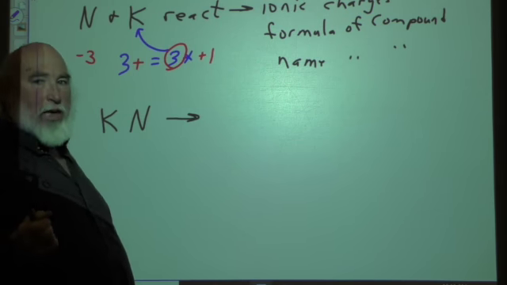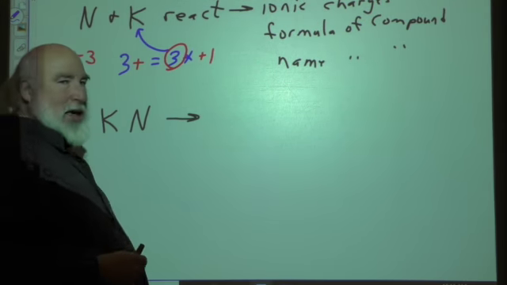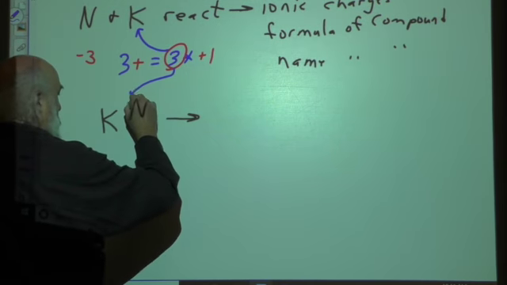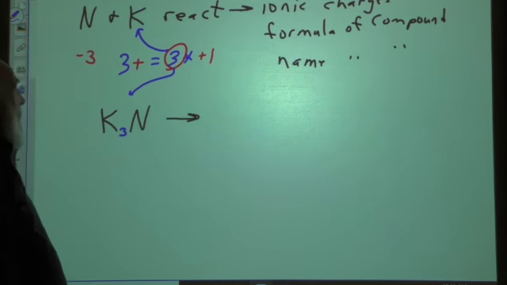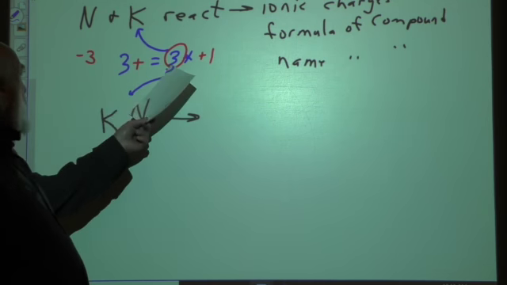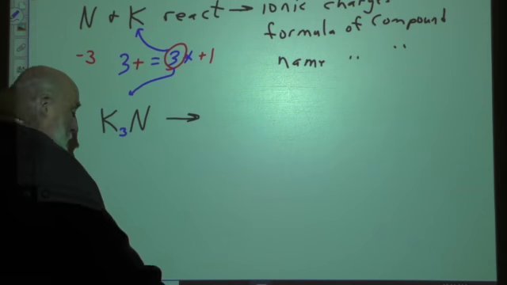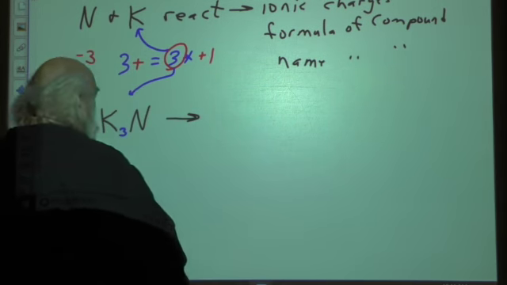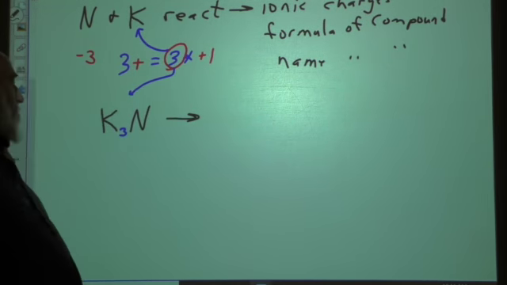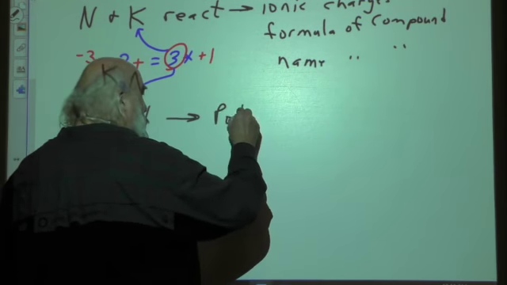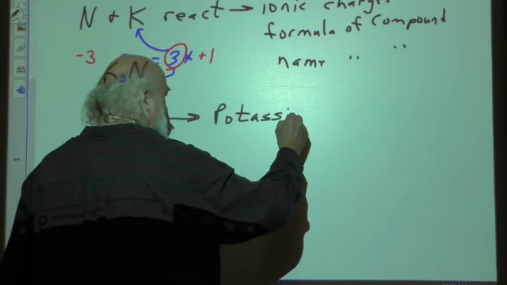Now, how do we write that in a formula? We write that as what we call a subscript. So that means that 3 goes down over here. And now we have -3 plus +3 equals 0. This is the formula of the compound. And the name for that, well, if you write it like the way it looks, this is potassium nitrogen.